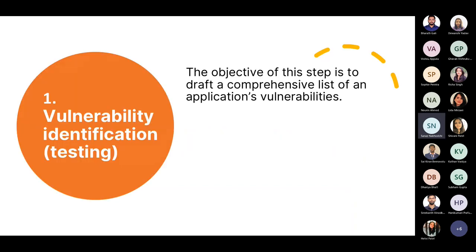Let's go a little bit deeper for each of those processes. When we say vulnerability identification, basically the objective of this step is to have a comprehensive list of all the applications that you have, and then scan those. It could be an application, a piece of software, or anything that you have. It depends on which type of vulnerability assessment you are running in your environment.